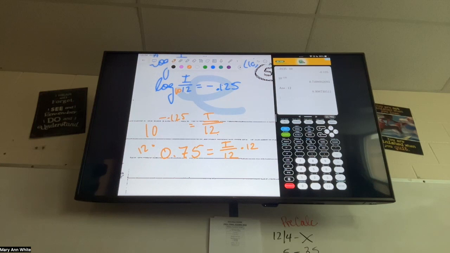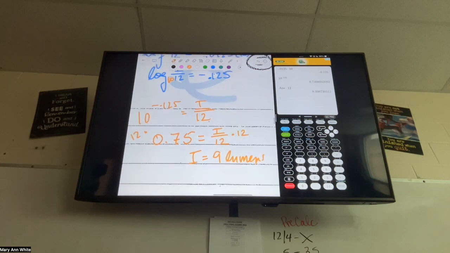Well, that basically is 9. We'll just round it up to 9. I equals 9, and my unit here is in lumens. What is lumens? It is a measure of light. Don't ask me any more questions.